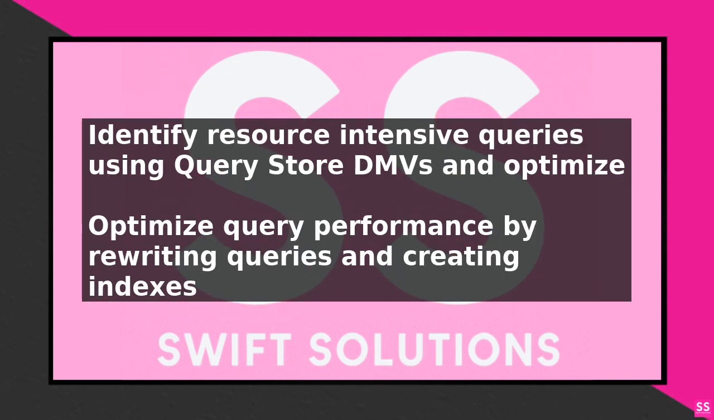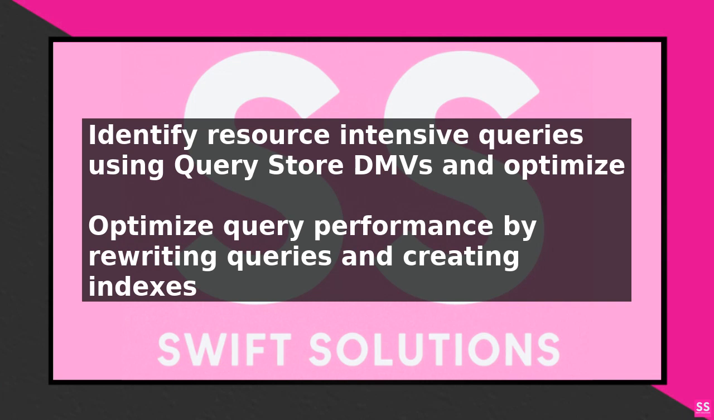Next, you can use the information collected by Query Store to optimize the performance of your queries. This can include rewriting queries, creating indexes, and optimizing database parameters. Query Store also allows you to force a specific query plan, which can help to improve performance in cases where the query optimizer is choosing a suboptimal plan.